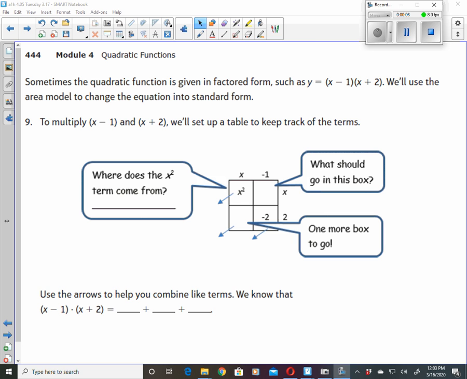Sometimes the quadratic is given in factored form, such as y equals x minus 1 times x plus 2. We'll use the area model to change the equation to standard form, to multiply these two binomials. We'll set the table to keep track. Notice that you've got x minus 1 up here, and you've got x plus 2 right here.